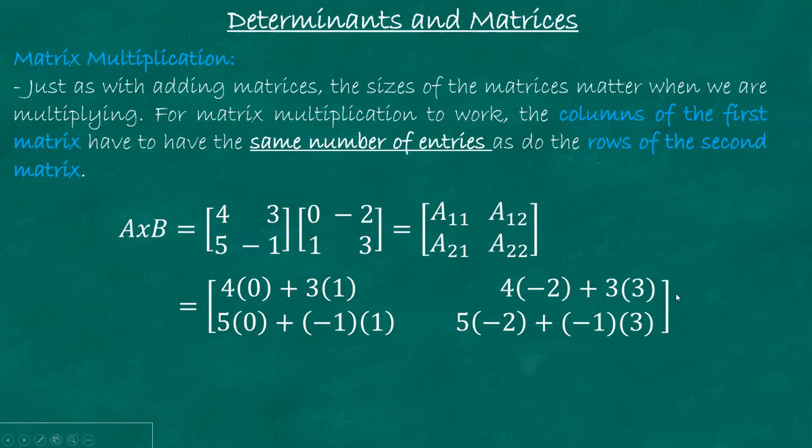And so on, like second row, first column: it's 5 times 0, plus negative 1 times 1. And the last one is this. Okay. And then simplify the result. If you do this manually, you can check it with a calculator. If it does not match, then review your multiplication.